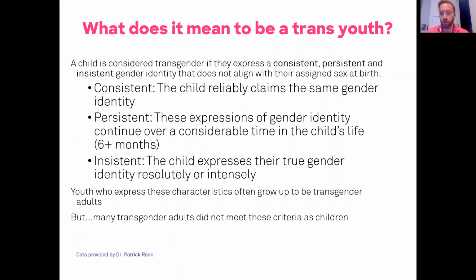So then what does it mean to be a trans youth? A child is considered transgender if they express a consistent, persistent, and insistent gender identity that does not align with their assigned sex at birth. So consistent, they reliably claim the same gender identity. Persistent, so it's over the course of maybe 6 months. And they're insistent. They express their true gender identity resolutely or intensely. This might involve some very intense emotional reactions.